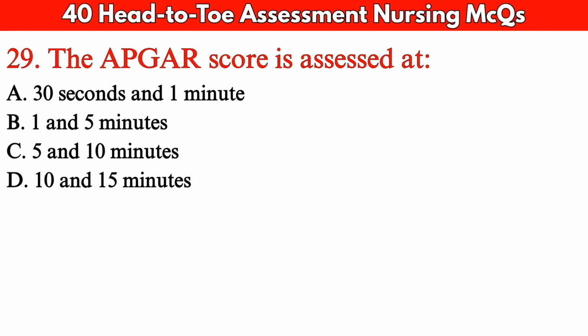The APGAR score is assessed at A. 30 seconds and 1 minute, B. 1 and 5 minutes, C. 5 and 10 minutes, D. 10 and 15 minutes. Correct answer is B.